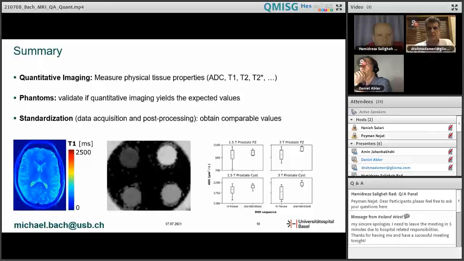In summary, MRI quality assurance, quantitative imaging, and standardization are connected to each other. To trust the values obtained by quantitative imaging, phantoms of well-known properties can be used to check if the MRI is able to measure the expected values. The expected values in general depend on the acquisition scheme. Therefore, a standardized image acquisition is necessary to obtain comparable results.